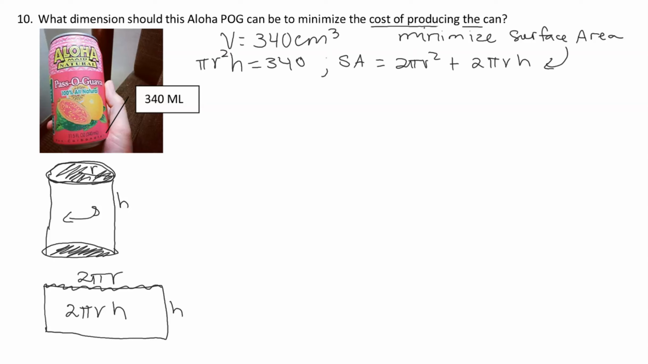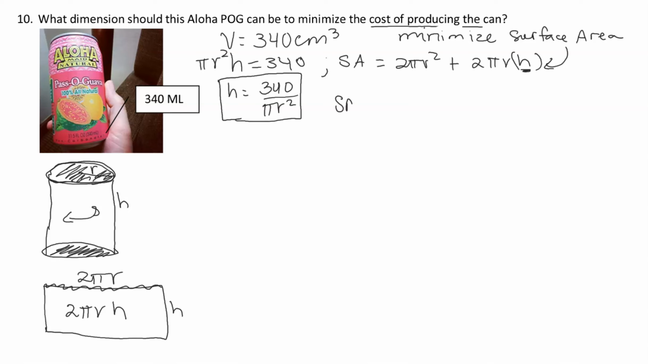However, it has R and it has H. Wouldn't it be nice if everything were in terms of one variable? So what do we want to do, solve for R or solve for H? Well, H is only here once, so I'm going to solve for H. That would be 340 divided by pi R squared, and I'm going to substitute that into the H here.